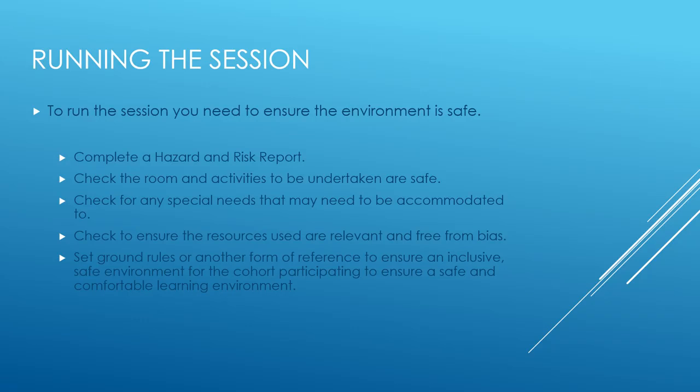Check for any special needs that may need to be accommodated. For example, if you have someone with a disability, there may need to be disabled access in the form of a ramp instead of stairs, to make sure that all the learners have their needs met. Check to ensure that the resources used are relevant and free from bias. And set ground rules or another form of reference to ensure an inclusive and safe environment for the cohort participating, and a safe and comfortable learning environment.